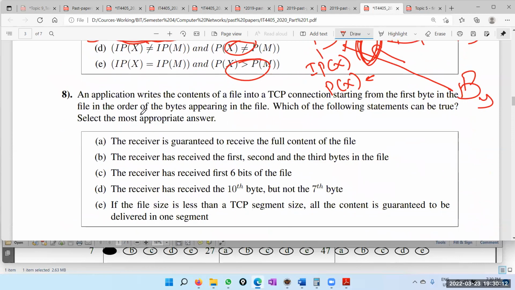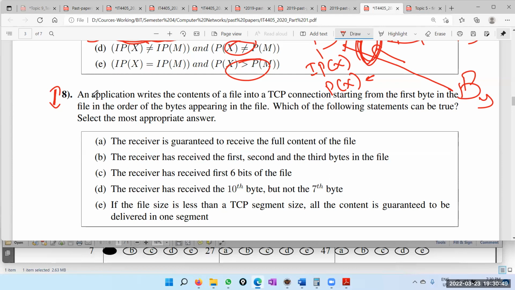Question 8: An application writes the contents of a file into a TCP connection starting from the first byte in the file, in the order of the bytes appearing in the file. Actually, I have no idea about this question. Anyway, we'll read the question. I will just skip this question for the time being, because this is the first time we are doing this paper. I also opened this question only today, and I found it a little bit confusing, but if I find a way, I will let you know.